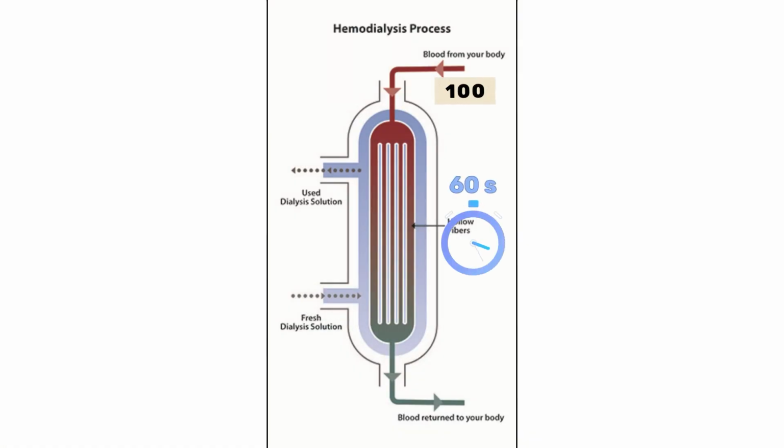Now imagine slowing the blood to 100 ml per minute. The same 100 ml now sits inside the dialyzer for a full 1 minute. With this extra contact time, the extraction ratio goes higher, maybe around 75 to 85% depending on the dialyzer. So now comes the question: if slower blood flow gives a higher extraction ratio, why don't we routinely use slow blood flow in day-to-day dialysis?